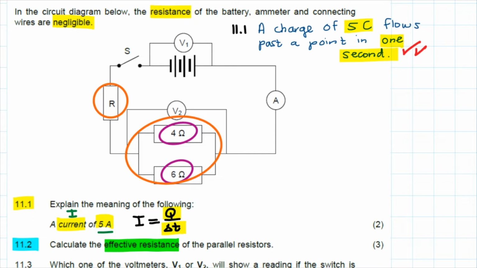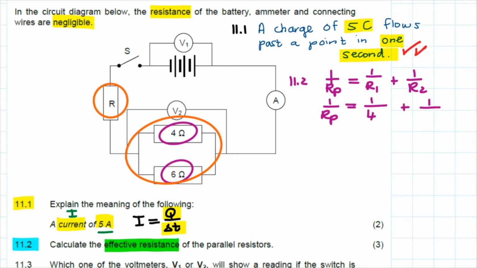So we're going to say for 11.2 that 1 over Rp, the effective resistance in parallel, is equal to 1 over R1 plus 1 over R2. The resistance of the first resistor is given as 4 ohms, and that of the second resistor is given as 6 ohms. When we place these values into our calculator, we obtain a fraction that is given as 5 over 12. And it is very important to remember that that is not the effective resistance. It is still 1 over Rp.